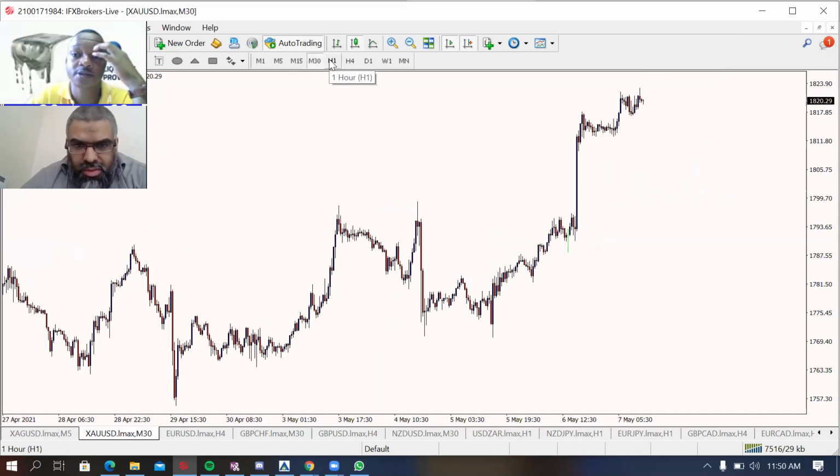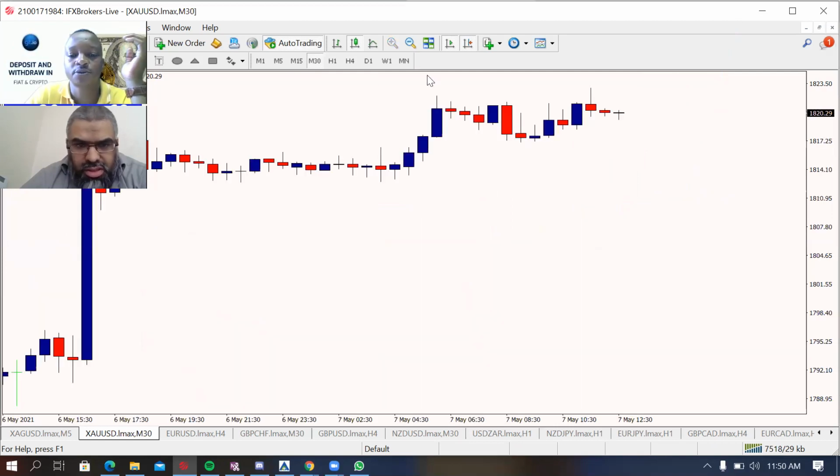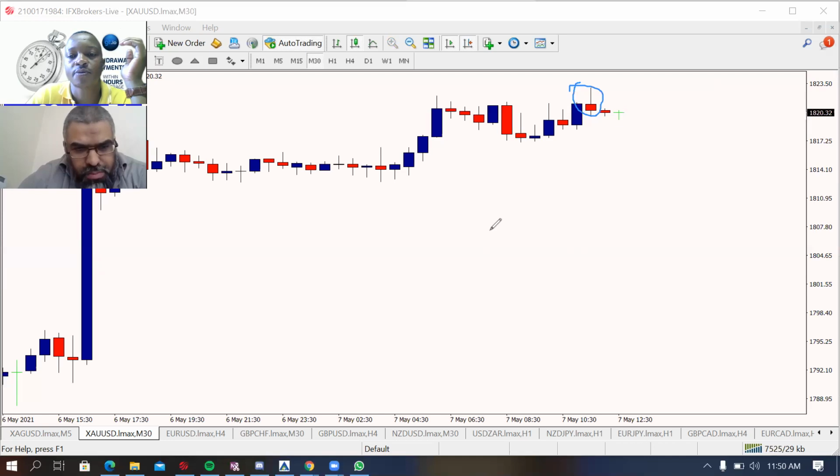30 minutes doesn't give us an entry, but if you zoom in like this, this candlestick is not that convincing for me. But I see the pattern. Basically it's like a wall, isn't it? It's creating a wall, so it's not going up, and it's not going down that much. So it's consolidating.